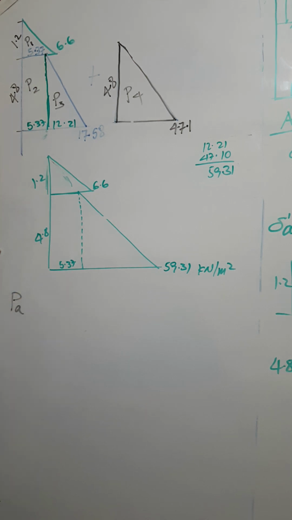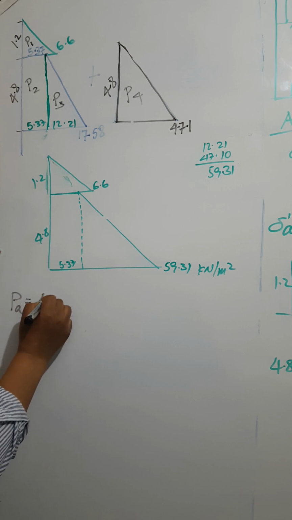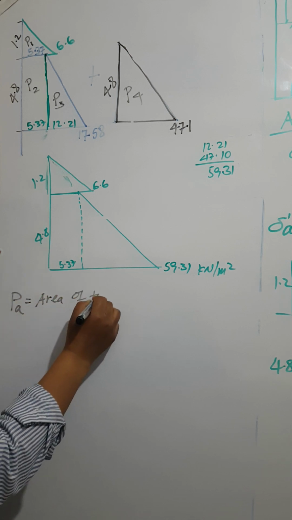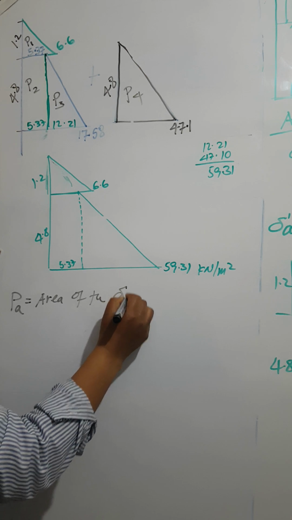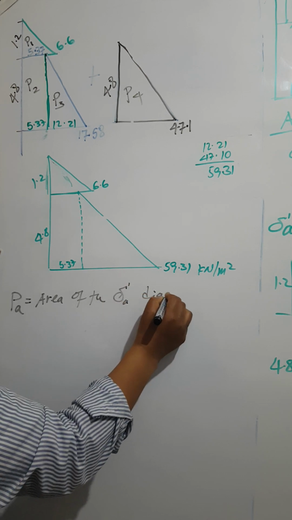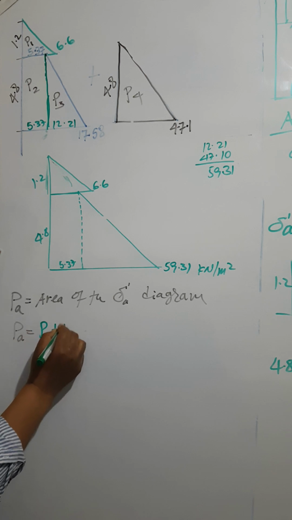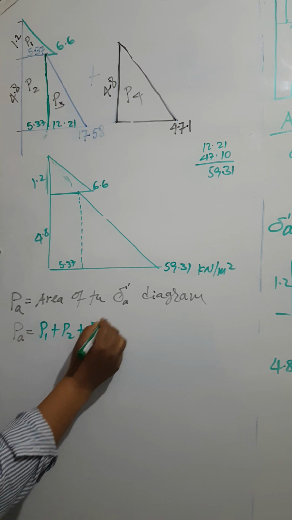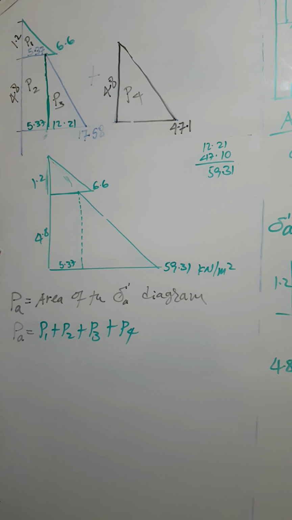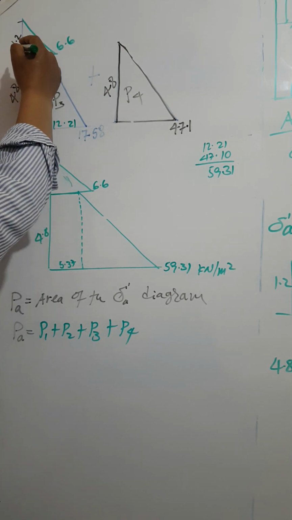PA, the active pressure, is equal to the area of the active stress diagram. Okay, we use the area of the diagram. In our case there are four areas: P1 plus P2 plus P3 plus P4, depending on the geometrical diagram.